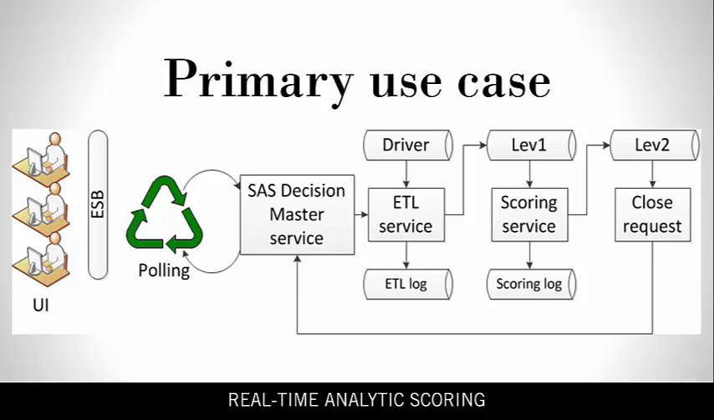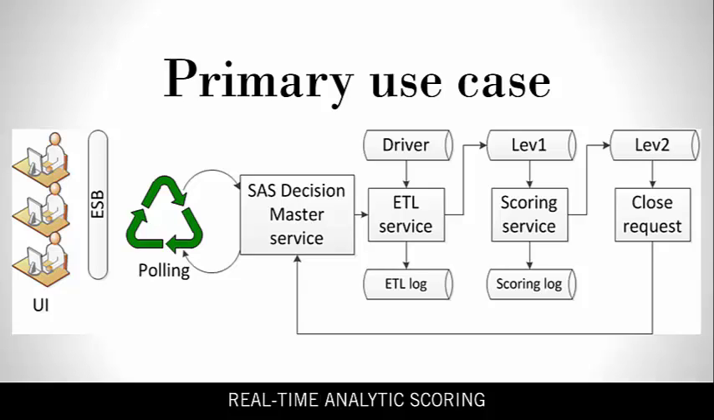There could be 3, 15, or 500 different underwriters working in your business waiting to generate that information. And they could be submitting information to that enterprise service bus one at a time, 10 at a time, or thousands at a time. That's the purpose of having a service bus, to be able to receive lots of requests and to push them to a decision master service. And we build our decision master services in SAS.